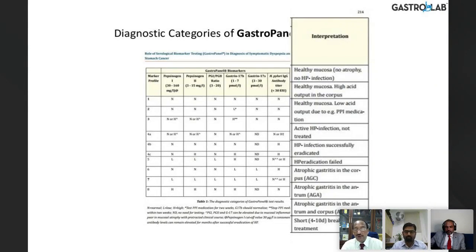In non-H. pylori gastric atrophy, we really need to bother to follow these guys up and then prevent them getting into intestine and metaplasia, dysplasia, carcinoma sequence.